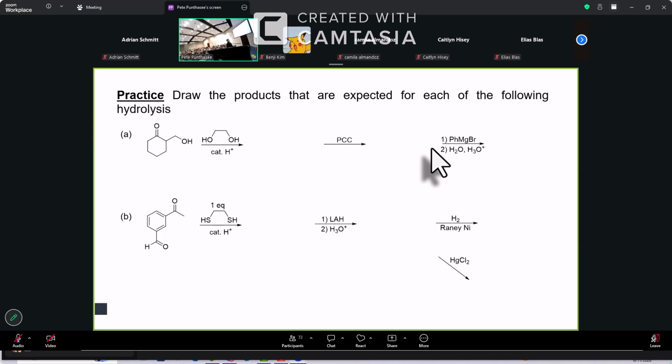I missed water. Mercury chloride and water. I missed water right there. Can you add on to it? The last step, bottom right: mercury chloride, okay, and water.